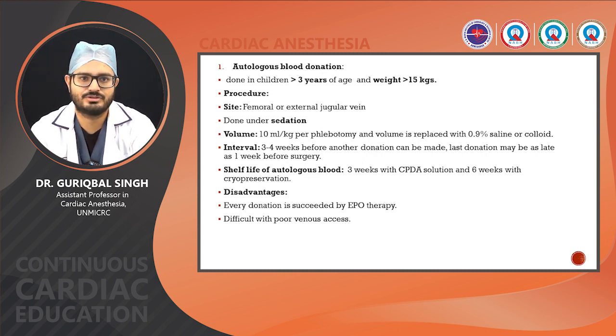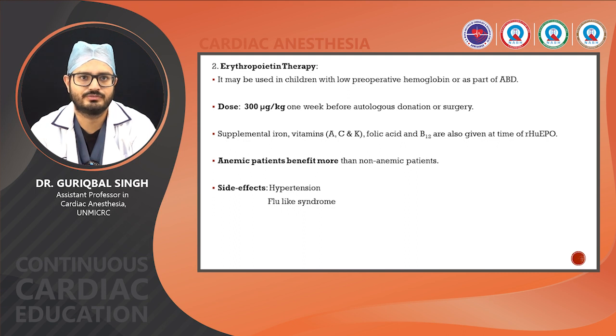The disadvantage is that every donation should be succeeded by erythropoietin therapy, and it is difficult to do with poor venous access. Now erythropoietin therapy may be used in children with low pre-op hemoglobin as a part of autologous blood donation. Dose is 300 micrograms per kg, 1 week before autologous donation or surgery. Then supplemental iron, vitamins, folic acid and B12 are given at the time of recombinant human erythropoietin therapy. Anemic patients benefit more than non-anemic patients. Side effects of erythropoietin therapy are hypertension and flu-like syndrome.